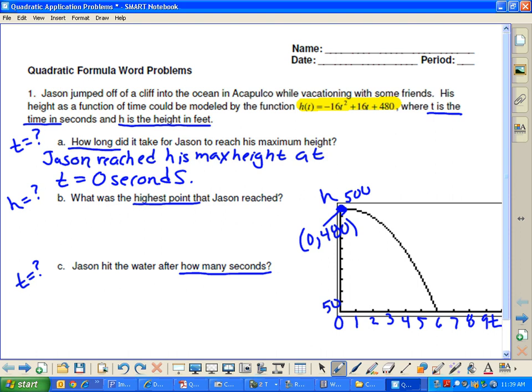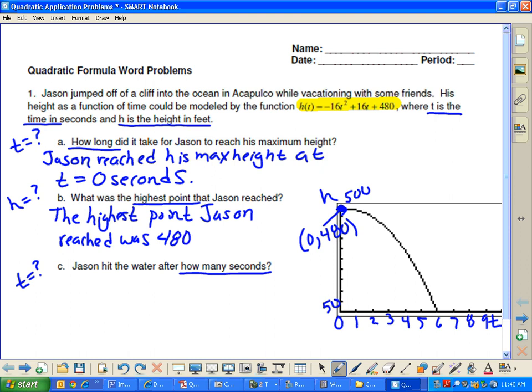Part B. What is his highest point? Go ahead, John. The highest point Jason reached was 480 feet. That was actually his initial height, where he started from. That makes sense, people, because he's jumping and falling into the ocean. His max height has to be his initial height.